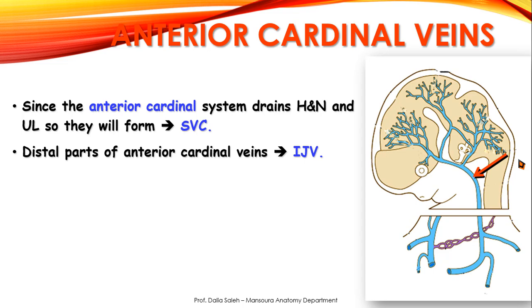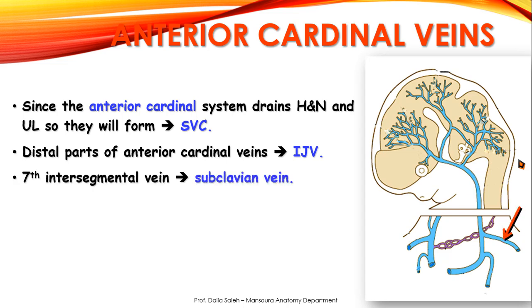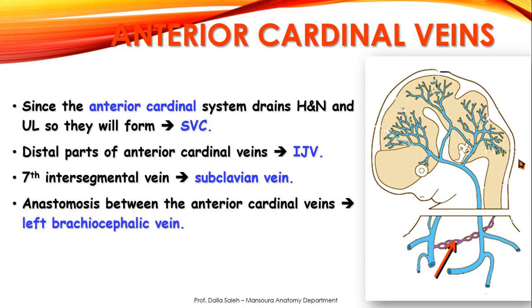So the distal part of the anterior cardinal vein on each side will form the internal jugular vein, while the subclavian vein will develop from the seventh intersegmental vein. This is a vein that lies opposite the proximal end or the root of the upper limb bud. We have a channel of anastomosis between the anterior cardinal on the right side and that on the left side. This channel or anastomosis will give us the left brachiocephalic vein.